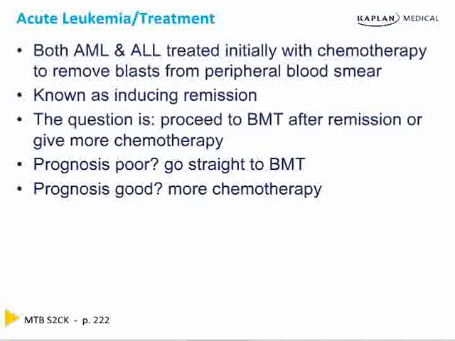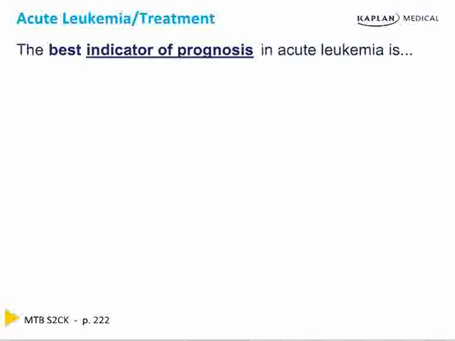Now, you might say, why not just wait for it to relapse? Well, there's a very good reason for that. Relapsing acute leukemia is extremely difficult to control. It's very hard to beat it back under control. So once you get it into remission, you've got to decide. And how do you decide? The answer is cytogenetics. That's why the answer to the question, which of the following is the best indicator of prognosis in acute leukemia, is cytogenetics.